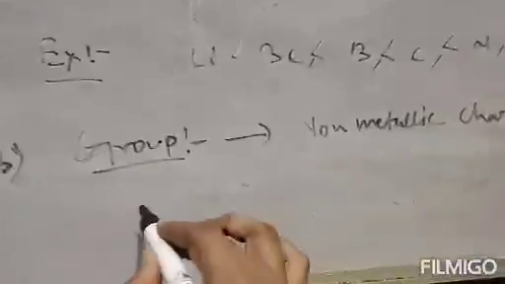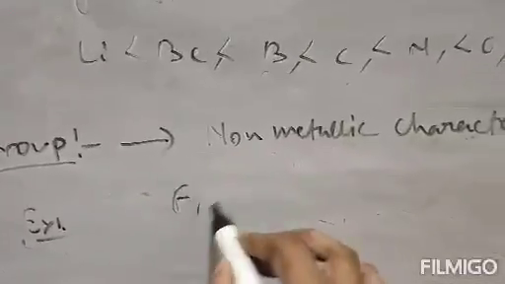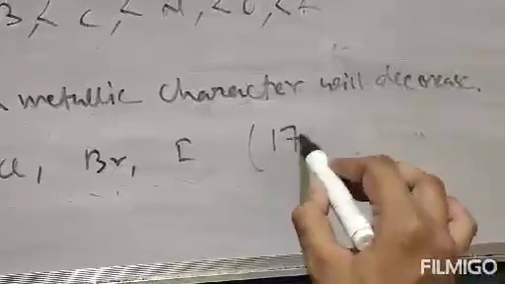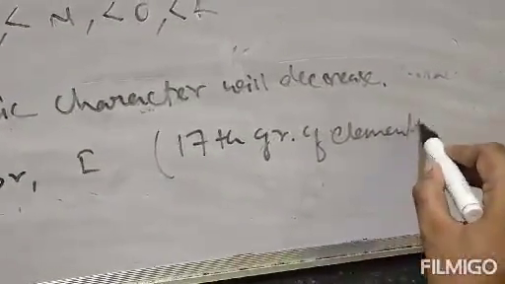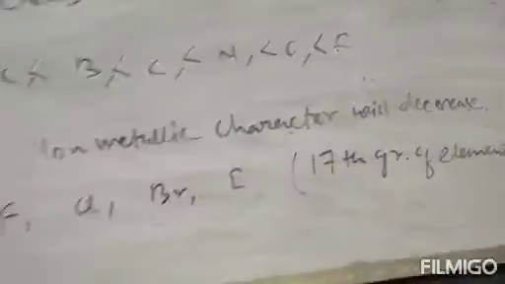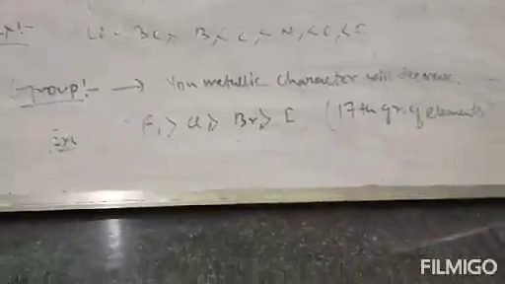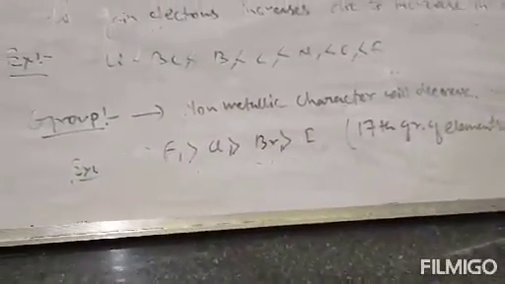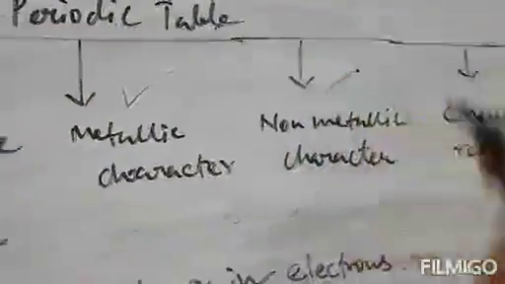So example, take the 17th group elements. The 17th group elements are fluorine, chlorine, bromine, iodine. The order will be like this because non-metallic character will decrease. That means fluorine will be greater than chlorine, chlorine greater than bromine, and bromine greater than iodine. That is the non-metallic character. So non-metallic character is also covered.